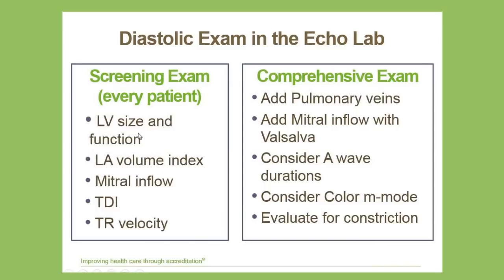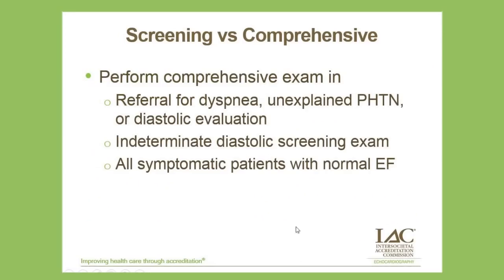So in every patient, for a screening exam, you should be doing at least LV size and function, and then these 4 parameters. And these are the 4 that are highlighted in the guidelines. If you need to, you can do a comprehensive exam. That's where pulmonary veins come in. You can do Valsalva, look at A-wave durations, color M-mode, and those sorts of things.